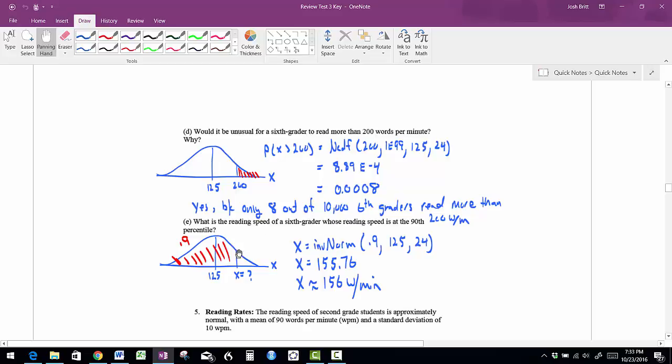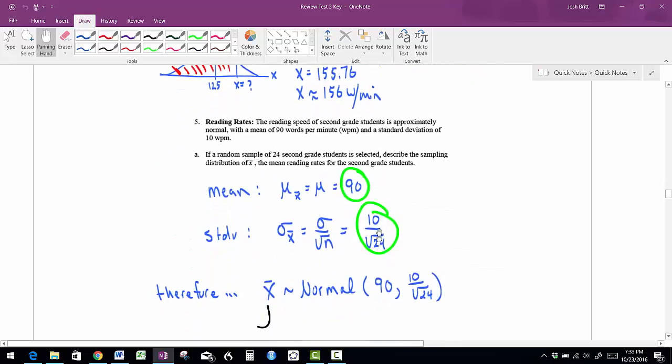Alright, 90th percentile. So here, what reading speed, such that 90% of students read less than this speed? It'll be inverse norm. Alright, now here, this is going to be the distribution of x bar.